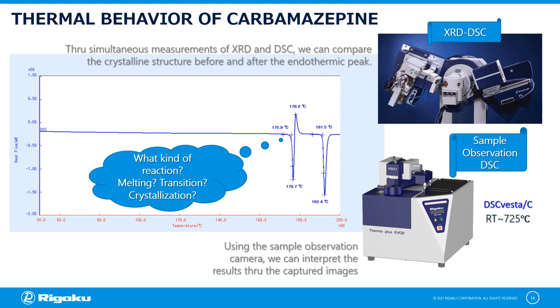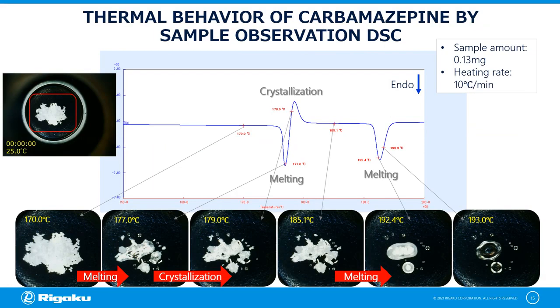Recently, the use of sample observation DSC that records the live image of the sample during measurement is increasingly becoming popular, and it's often used to accurately interpret the results while looking at the image. This time, we will introduce the results of using the sample observation DSC for the thermal behavior of carbamazepine. In this slide, we show the sample observation DSC result of carbamazepine Form 1. A 0.13 mg sample amount was used and heated at 10 degrees centigrade per minute up to 200 degrees centigrade.